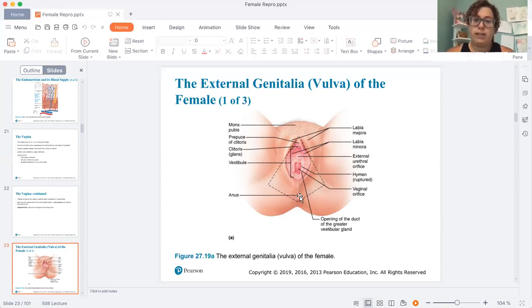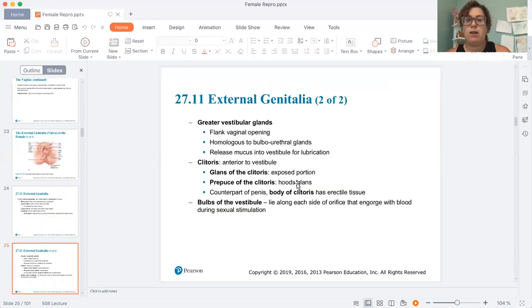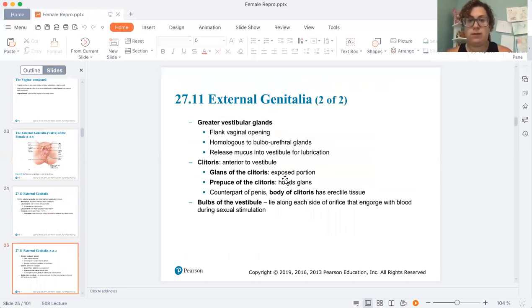And then the perineum is the space between the anus and the vagina. Kind of went through everything here that you need to know about. There are glands that flank the vaginal opening. The glands normally hang out right here. And they're kind of like the bulbourethral glands of the penis. So their idea is to make mucus that helps with lubrication for intercourse.